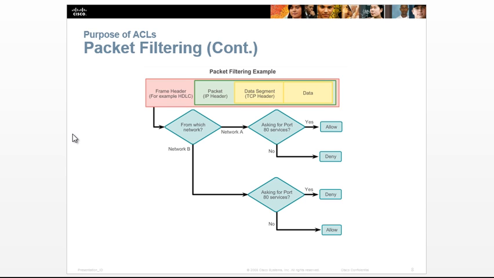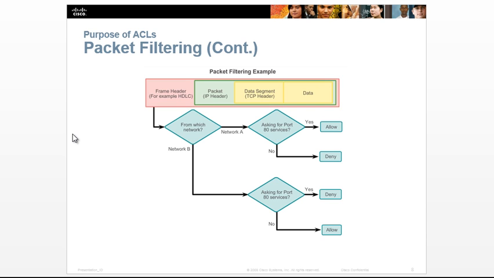So here we've got just a basic diagram showing a packet filtering example. This is a little flow chart that they give you that you can follow to see how to build an ACL. If you look at the top, we're going to get a header coming in with an IP packet. First it's going to say what network, and in this case we've got A or B. And then our ACL is saying, are we going to allow port 80? If yes, we'll have an allow statement. If no, we'll have a deny statement.